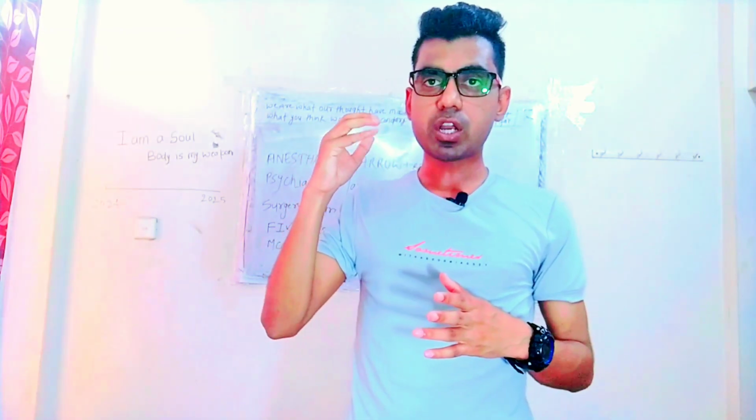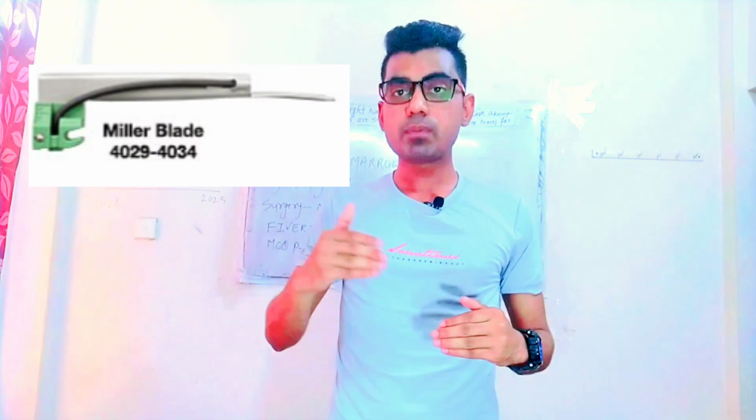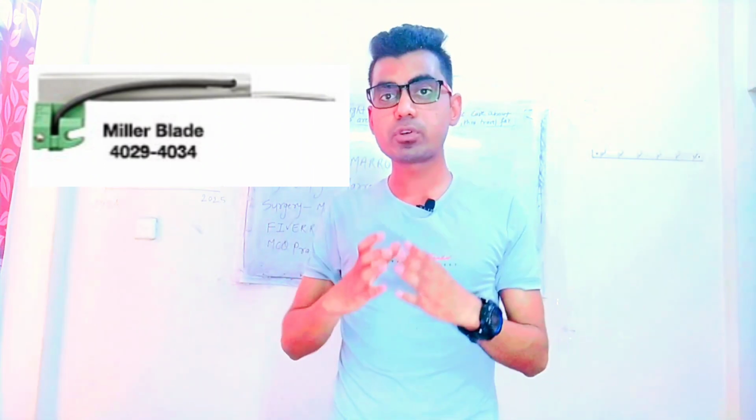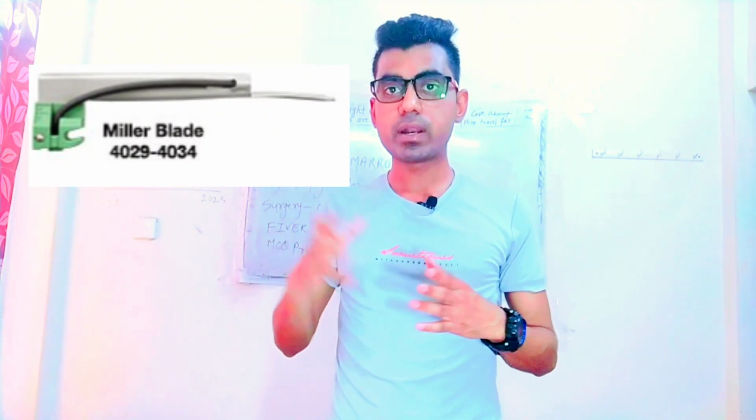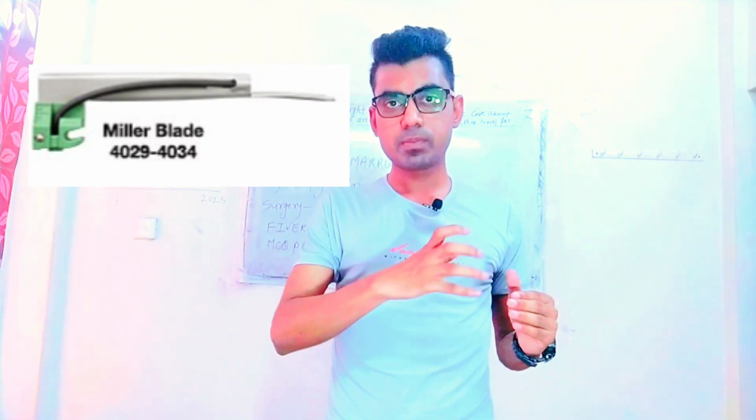Similarly, when you talk about the Miller blade, the blade will be straight, right? And it is mainly positioned posterior to the epiglottis, while exposing the vocal cord and the fold here, right? So this is the difference between the Macintosh blade and Miller blade.